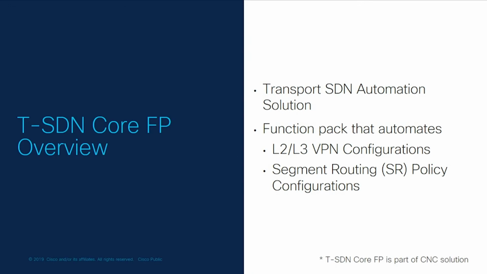Let's jump to our next use case, and that's the transport SDN core function pack. Again, this is around PNF orchestration. So, transport SDN automation solution. The function pack has at a high level two responsibilities, L2 and L3 VPN configurations, plus it allows for segment routing policy configuration, which is going to be the focus of our test, because these policy configurations are the ones that are pushed in bulk.